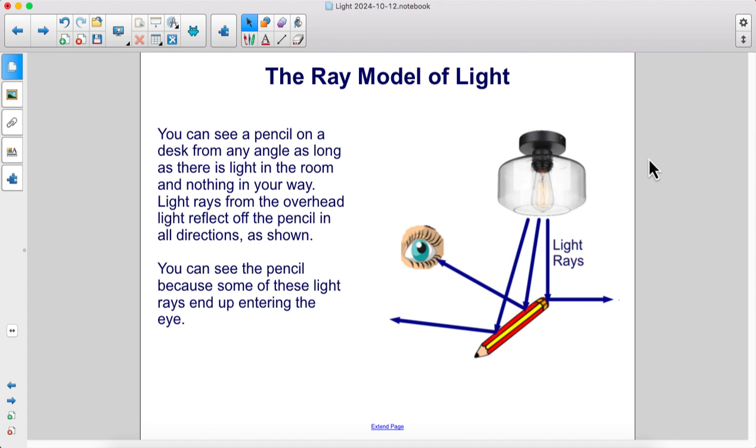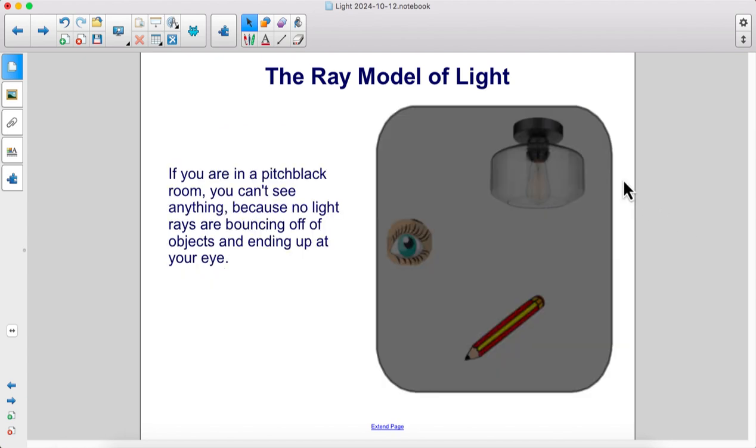You can see a pencil on a desk from any angle, as long as there is light in the room and nothing in your way. Light rays from the overhead light reflect off of the pencil in all directions, as shown. You can see the pencil because some of these light rays end up entering your eyeball. If you are in a pitch black room, you can't see anything because no light rays are bouncing off of objects and ending up at your eye.